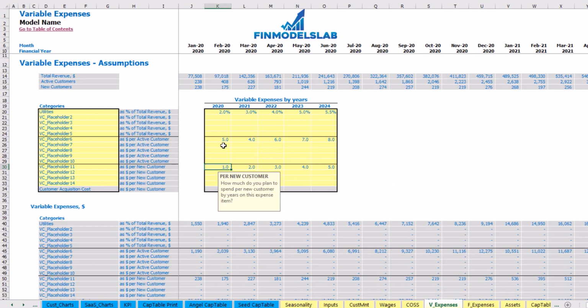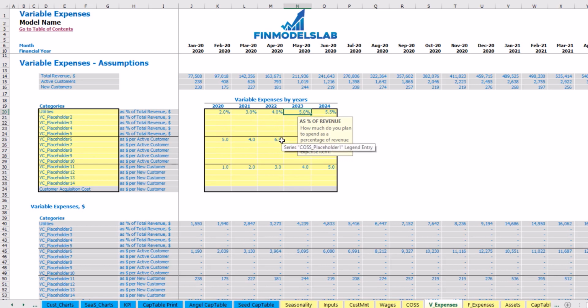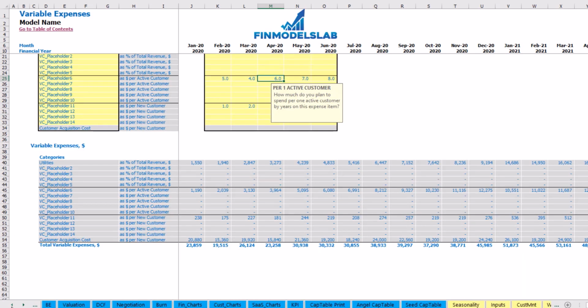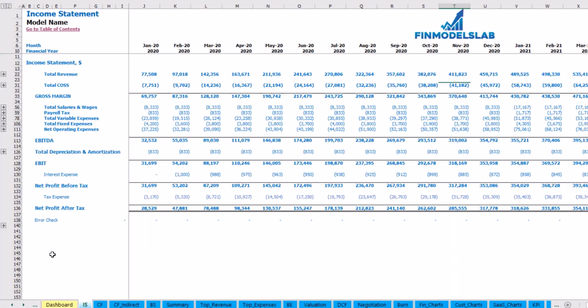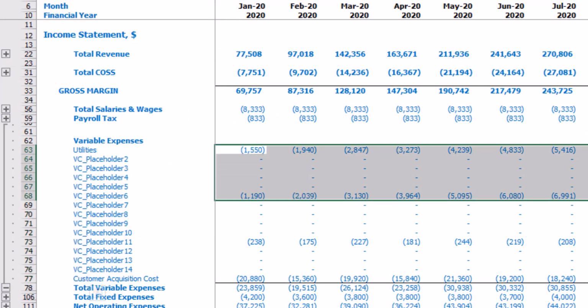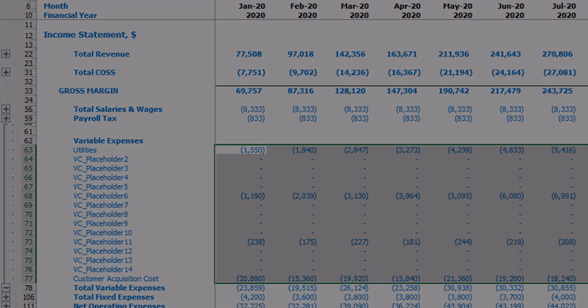You also have notes for each type of these variable expenses with some explanation of what you are supposed to input in this cell. And as a summary, in the income statement you may find a section of variable expenses, and you may see all the detailization of variable expenses line items and the detailization by months.